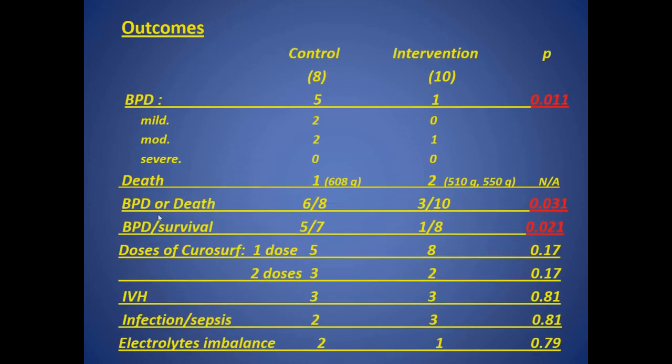Okay. And you look at BPD, much lower in the intervention group. Among the survivors, BPD also much lower. And there is no difference in mortality between the 2 groups. In the doses, actually, in the control group, 3 of them require 2 doses. But in the intervention group, the majority only require 1 dose. This time we use curosurf, 200 milligrams for the first dose, 100 milligrams for the second dose, and 100 milligrams for the third dose in 8 to 12 hour interval. There's no difference in IVH, infection, and electrolyte imbalance.